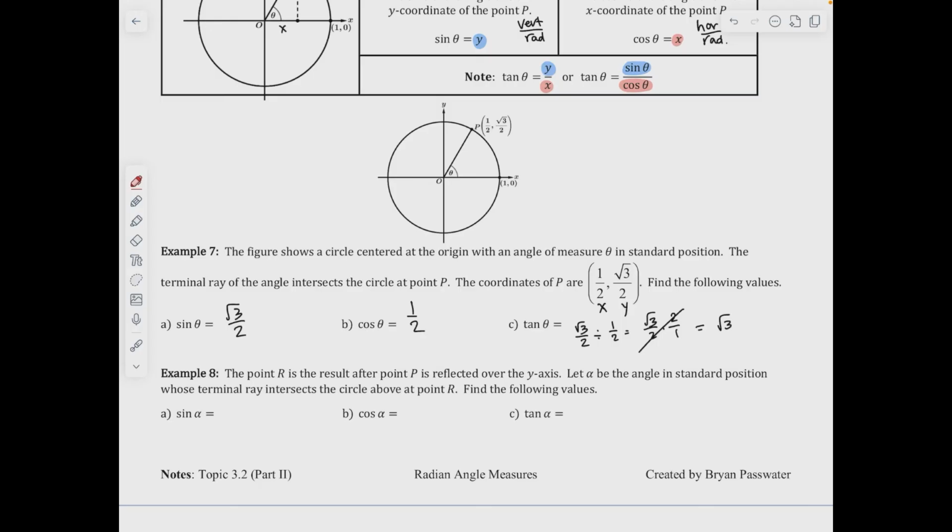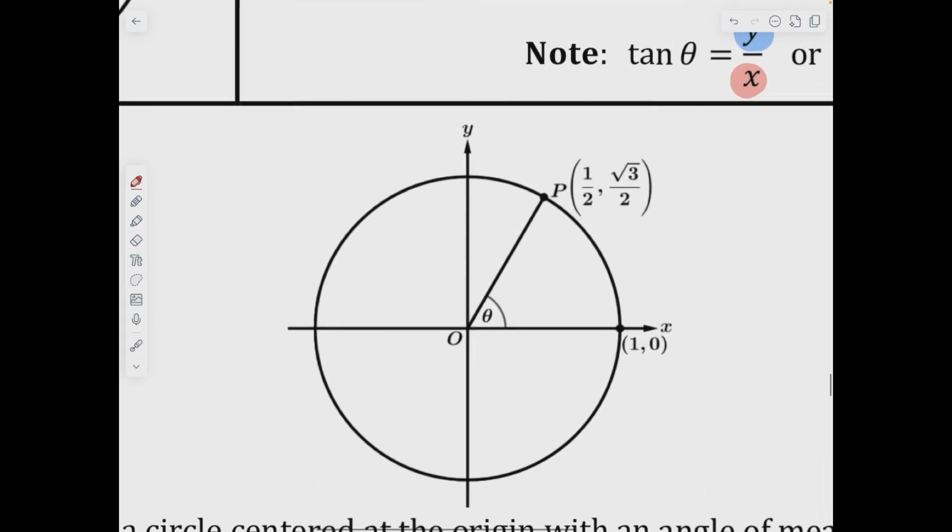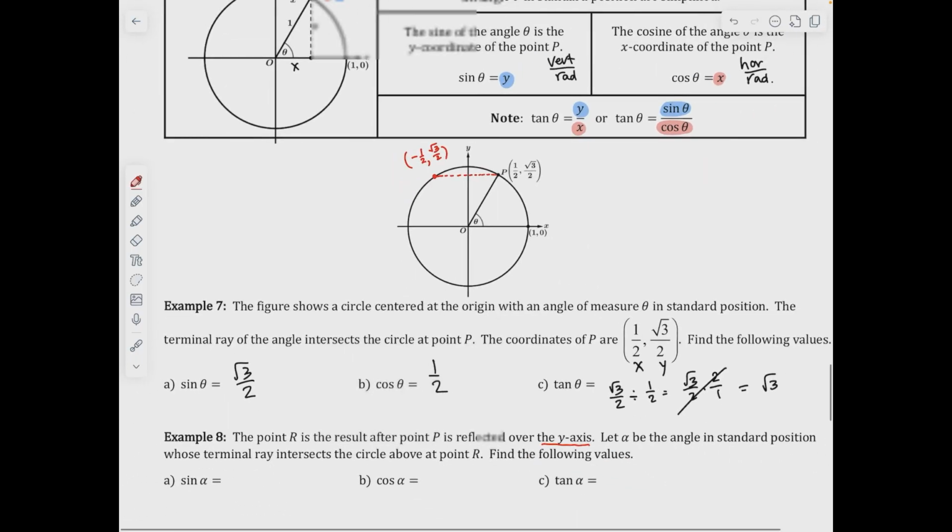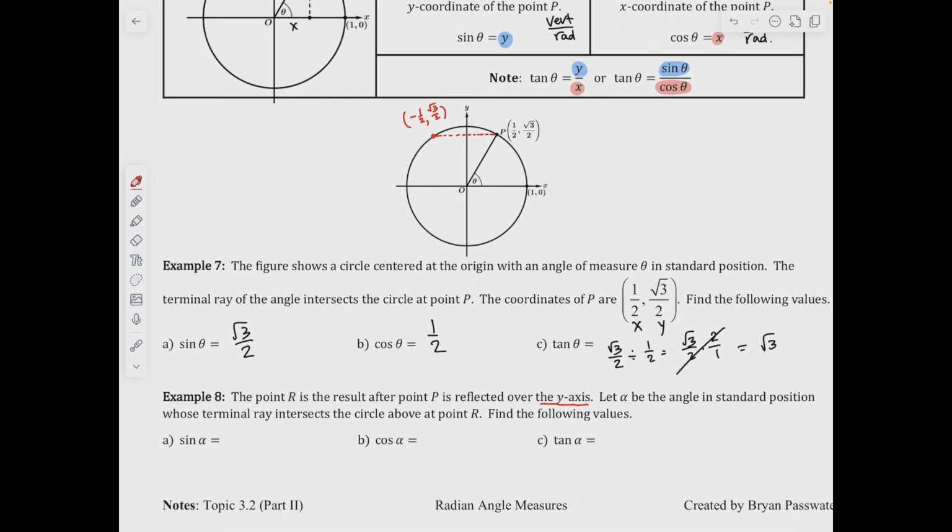Okay, so for example 8, point R is the result after point P is reflected over the y-axis. So what that means is if it goes across the y-axis, it's going to end up here. So the x-coordinate is now negative. The y-coordinate is still the same. It doesn't change. So all we're doing is just using an opposite x value.